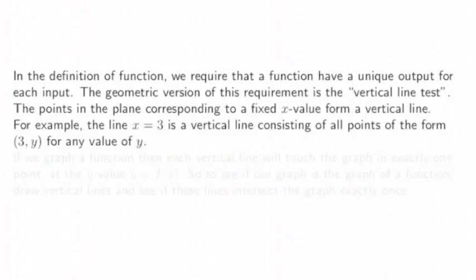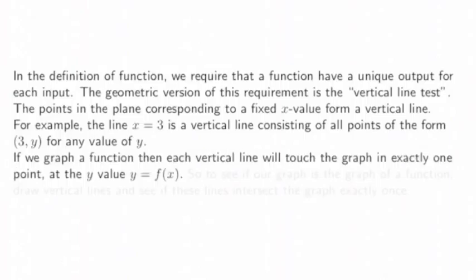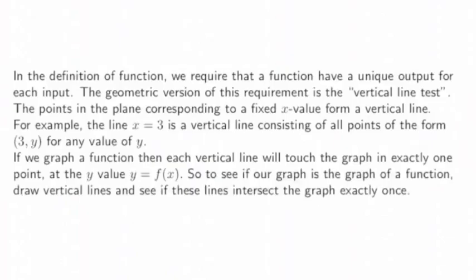If we graph a function, then each vertical line must touch the graph at exactly one point, at the y value where y is equal to f of x. So to see if our graph is the graph of a function, we can draw vertical lines and see if these lines intercept the graph exactly once.